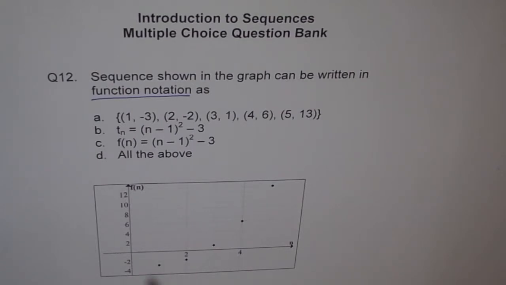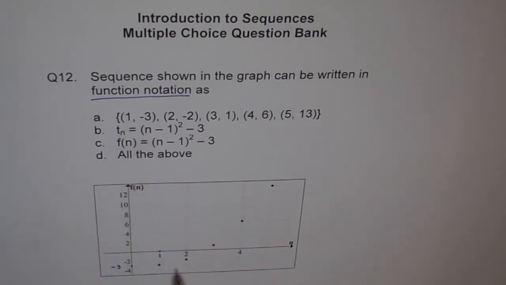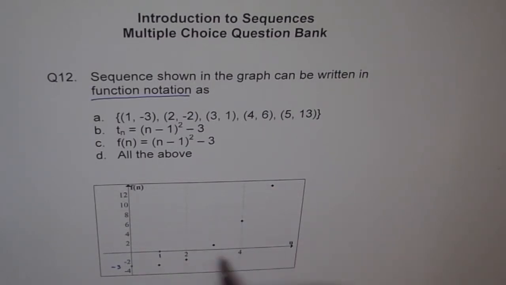Now here, let's look into this graph. The first point is 1, -3, right? So I've written the points here, 1, -3. Second point is 2, -2. Third is 3, 1. Fourth is 4, 6. Fifth is 5, 13, right? So these are the points which are represented here, but they are not in function notation.